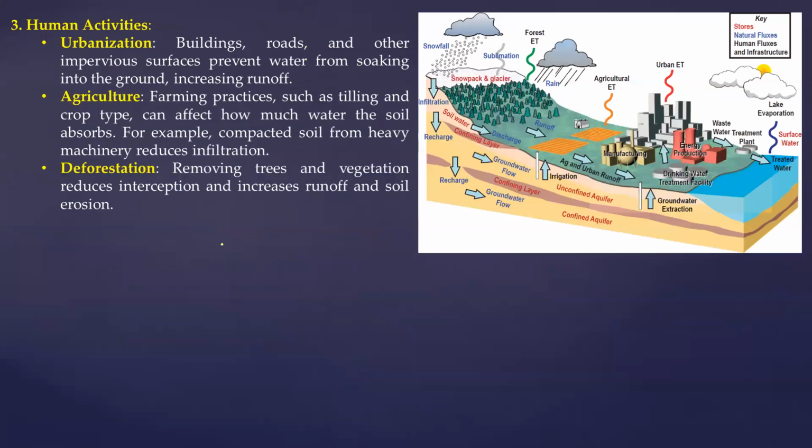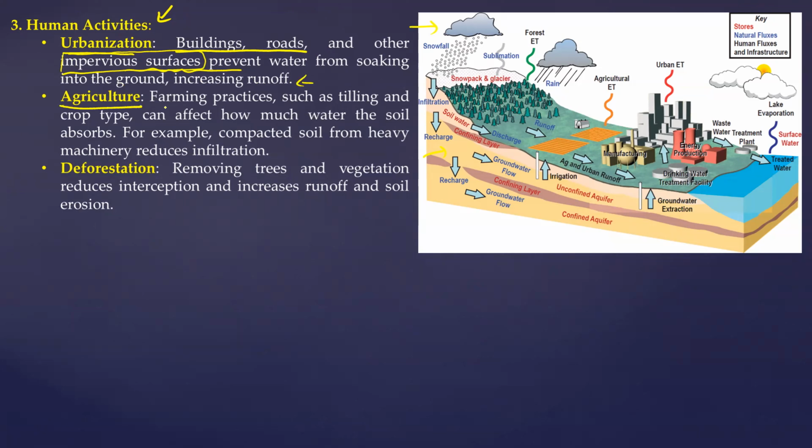The third important factor is human activities. In earlier videos we discussed human activities such as urbanization, and we all know what is happening in the cities. Flash floods are happening in cities for two reasons. First, there is excess rainfall and cloud bursts. Second, the city does not have the infiltration process because of concretization. Buildings, roads, and other impervious surfaces do not allow water to percolate or soak in, increasing runoff.